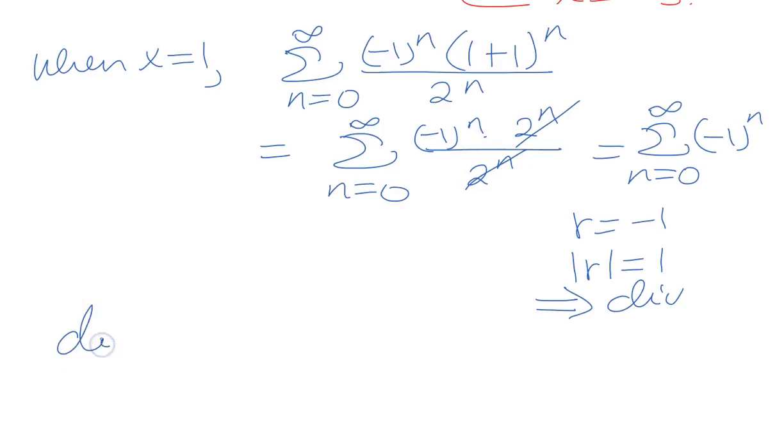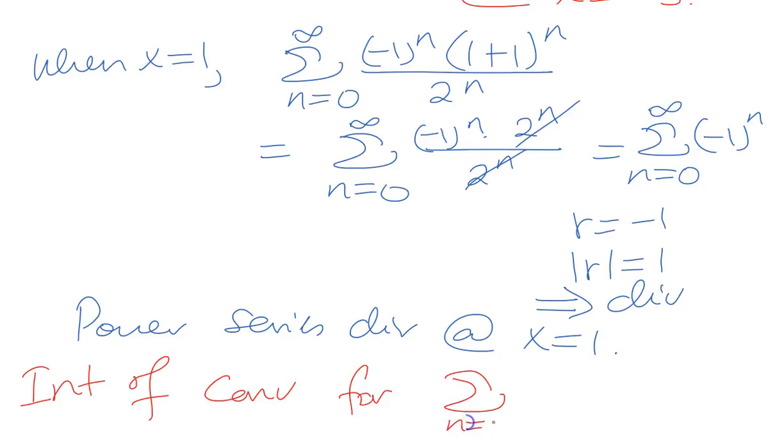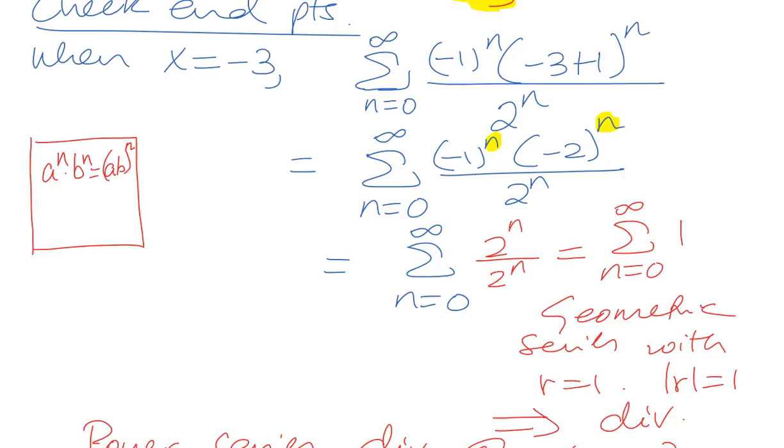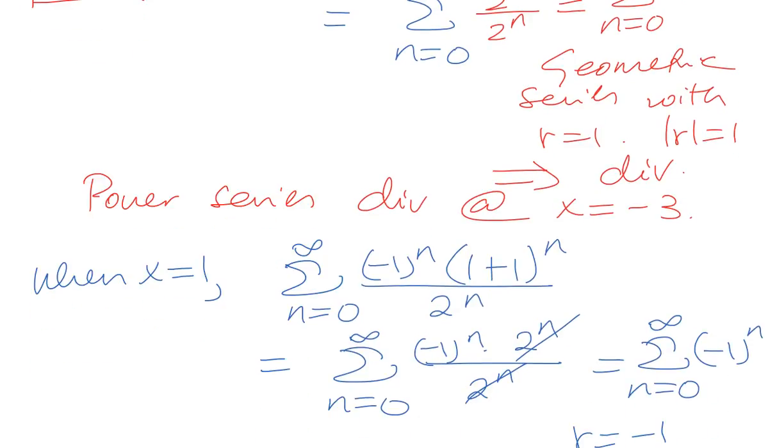So let me make a note. Power series diverges at x equals 1. Alright guys, now let me write out the most important part. The interval of convergence for the power series given in the question, summation negative 1 to the n, x plus 1 to the n over 2 to the n, is... What's the interval of convergence? Let's go back up here. We got this interval and then we check the endpoints.